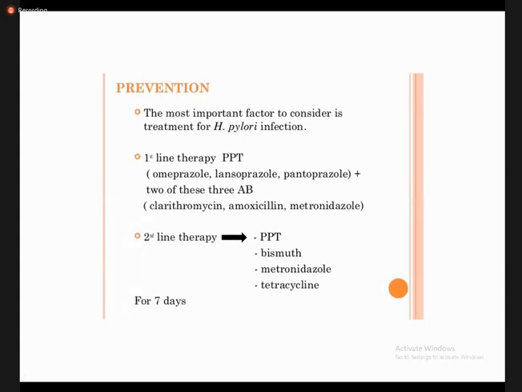For H. pylori, we can give the antibiotics. So empirically, with every GI bleed that is non-variceal, we can prescribe antibiotics to the patient, so the patient's H. pylori gets eradicated and the patient will not bleed.